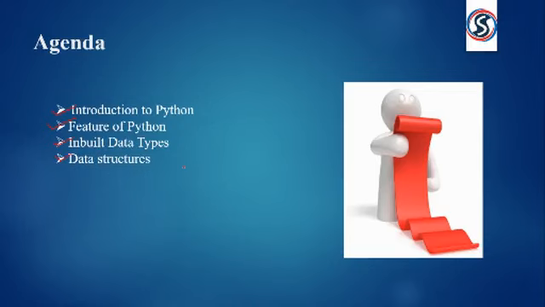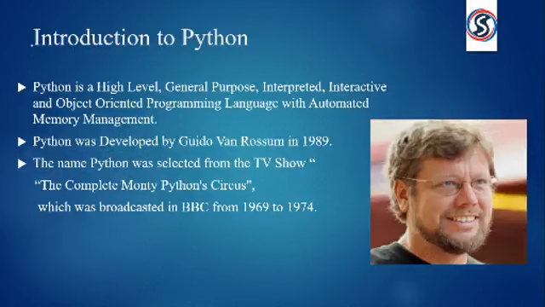Now, what is Python? An introduction to Python. As I said in the beginning, Python is a high level, general purpose, interpreted, interactive and object oriented programming language with automated memory management. We use Python in web development, in machine learning applications, in the software industry, and also to develop games.